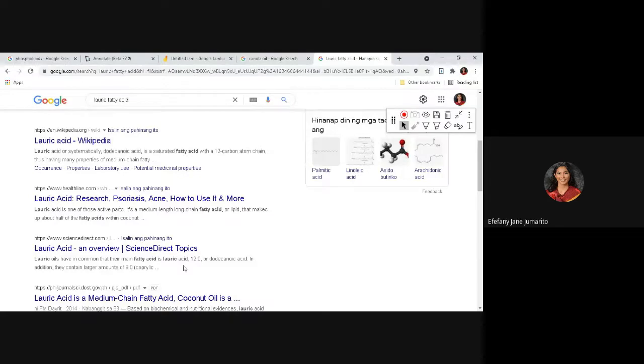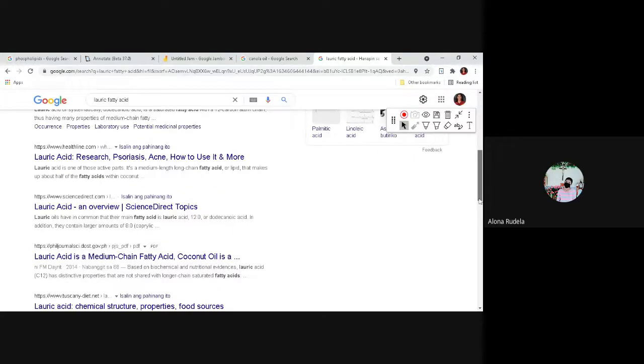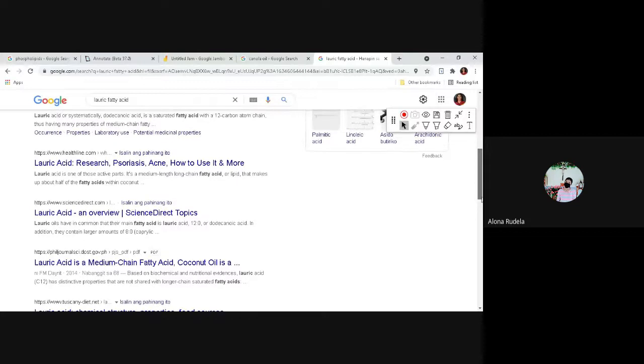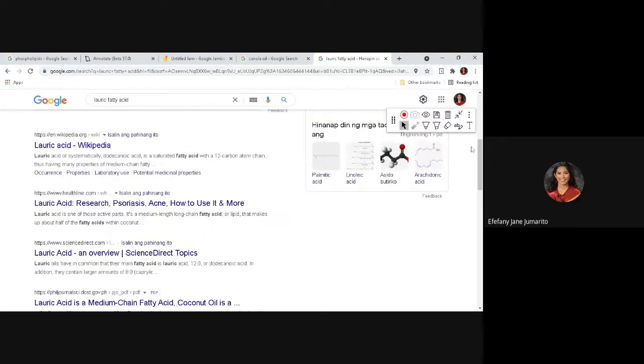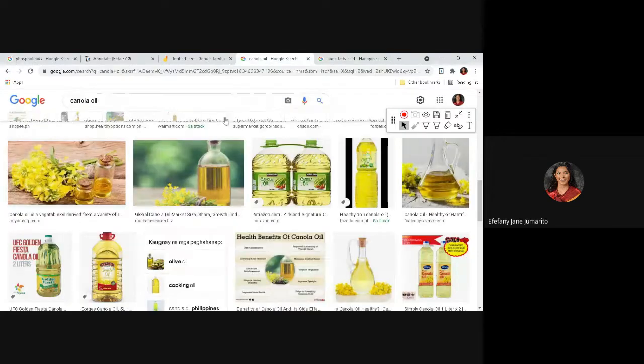Minola can be 12-0. Lauric oils have in common that their main fatty acid is 12-0. If it is 12-0, that is saturated, so minola should still be a bad fat. Yes, ma'am, 12-0. I see. Okay, so that's it. Lauric oil, minola.